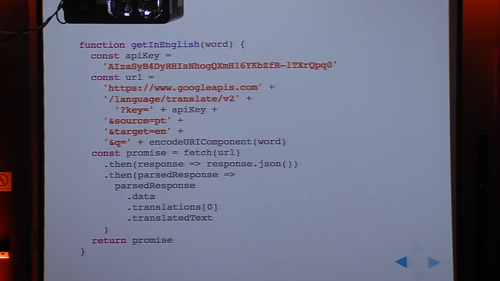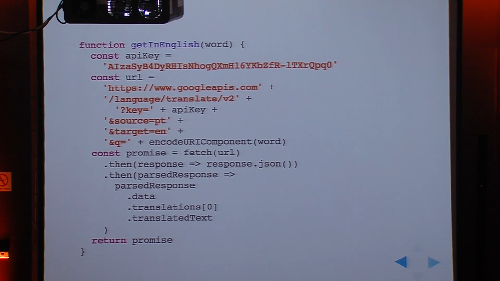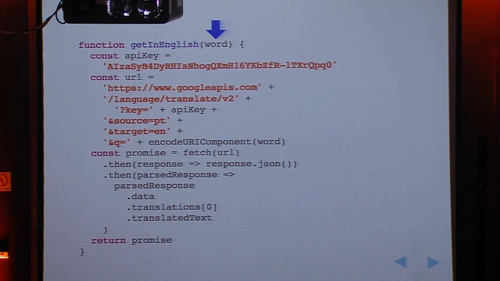Let's build an example. Let's say that we have an array of Portuguese food words and we want to translate them to English. And let's say that we have written a function that can do this using the Google Translate API, getInEnglish. And the exact code here is not very important. It does a fetch call and it parses out the response and it gets the translated word. What I want to draw your attention to is that it takes one argument, the word, a string, and it will return a promise which will resolve into the translated word.